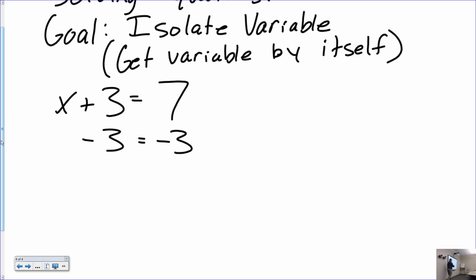And note how I write it, okay? I'm just basically saying minus 3 equals minus 3, which is obviously true, right? And so the idea then is that you add or subtract going up and down, all right? So what is x plus 3 minus 3? X, right? Because the plus 3 and the minus 3 cancel. That's the whole idea. Now x is alone, and then what's 7 minus 3?